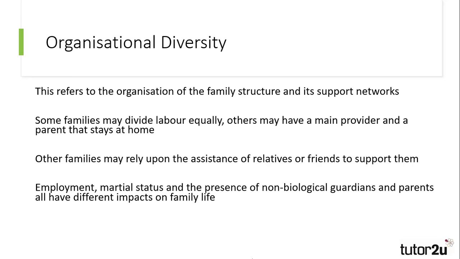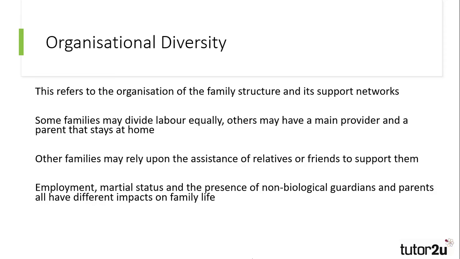Organisational diversity, according to the Rappoports, focused on the organisation of different family structures and the support networks that were available to those. Whilst the likes of Wilmot and Young had suggested that there was greater symmetry in the family, and Oakley talked about the dual burden on women, the Rappoports suggested that both of these types of families existed, and that often roles in the family were supplemented with support from friends and relatives.